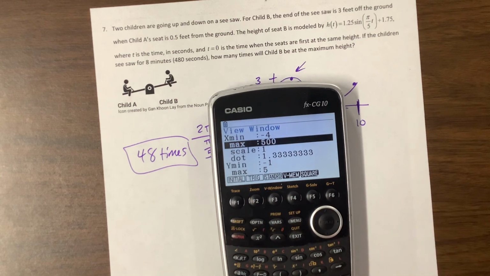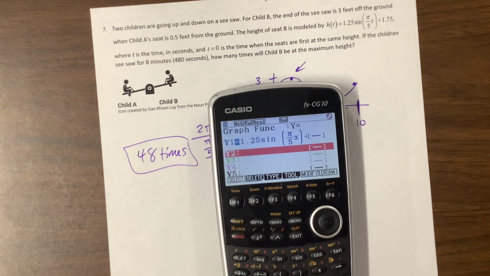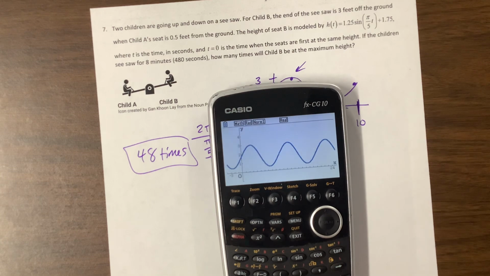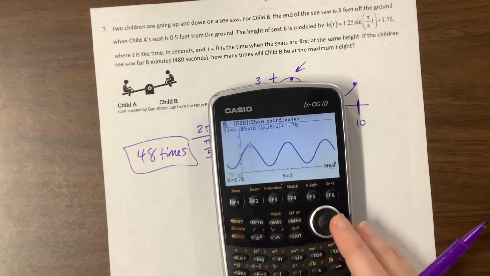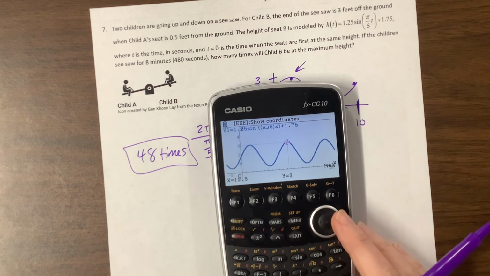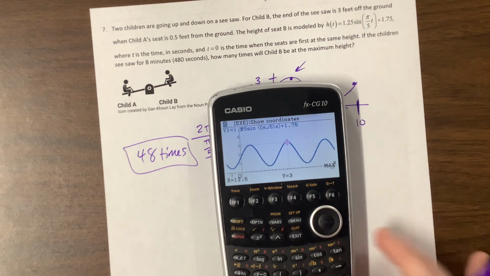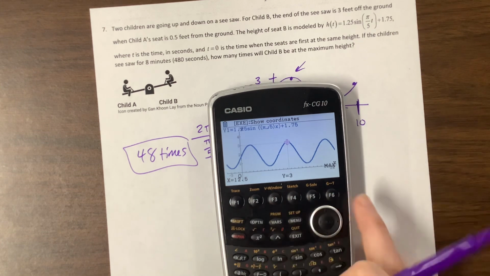Let me prove to you that the period is 10. Okay, so I can do G-solve and come to the max. So here the maximum is 3, which we knew, and that happened at 2.5, and then the next time it happens is at 12.5, so they're 10 units apart. So we have 480 seconds divided by a period of 10 gives us 48 times that it's at the very top.